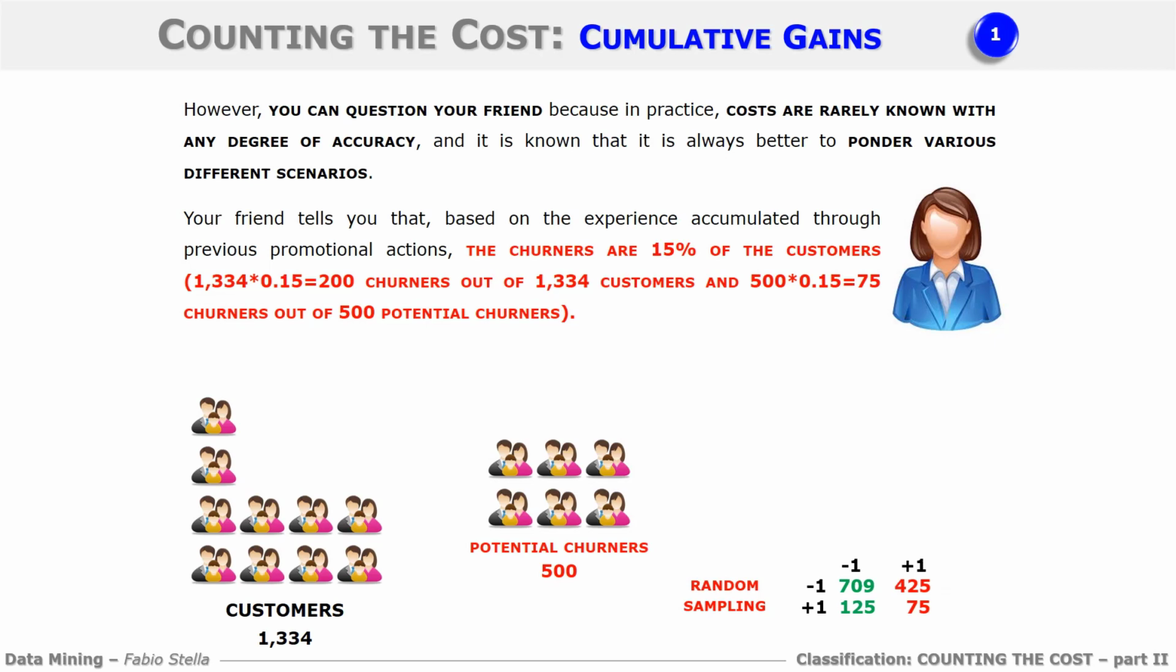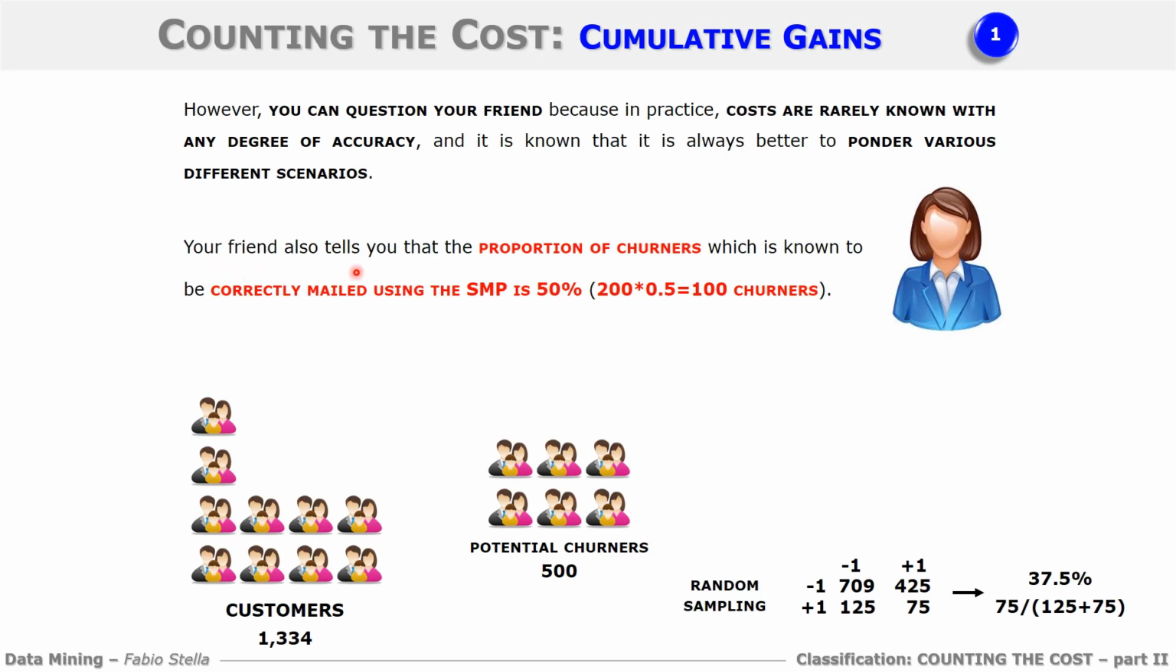So to summarize, if we apply random sampling, so if these 500 potential churners are randomly selected among the 1,334 customers, we would expect that around 37.5% of the true churners will be correctly identified, and this is the result of dividing 75, the number of churners included in the potential churner subset, by 125 plus 75, so by 200, which is the total number of churners that we want to identify.